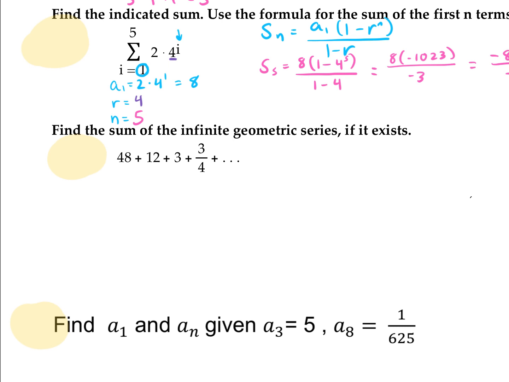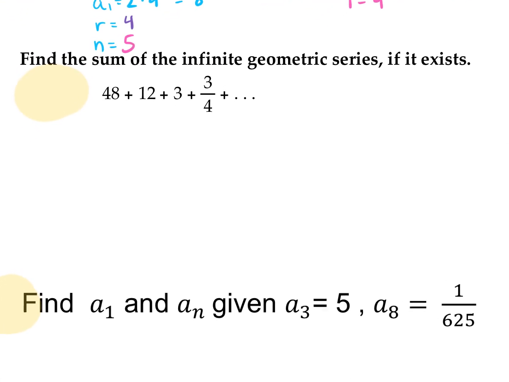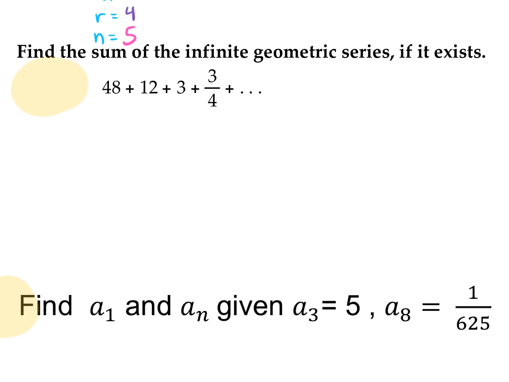Let's look at the one right below it. We have to find the sum of the infinite geometric series if it exists. How did we know without the directions telling us that it's infinite? How would we know that this one was an infinite series? The dot, dot, dot. And then it's asking us for the sum because it has plus in between all of our terms, so we're adding. So our sum for infinite geometric series formula is S sub n is equal to a sub 1 over 1 minus r.